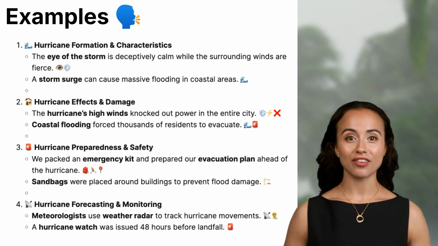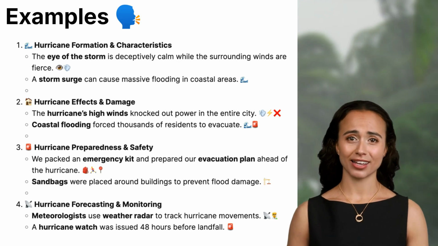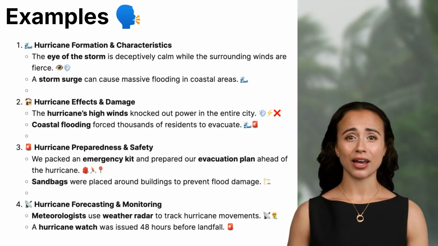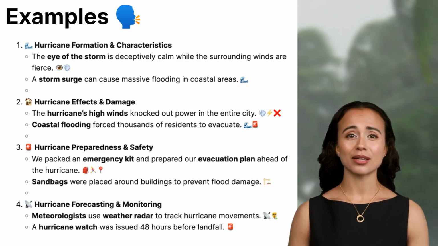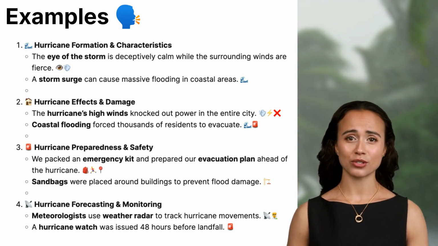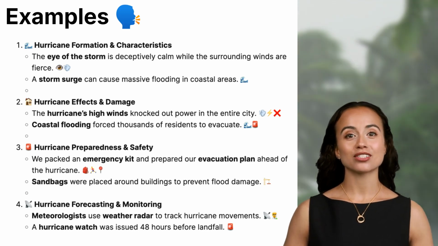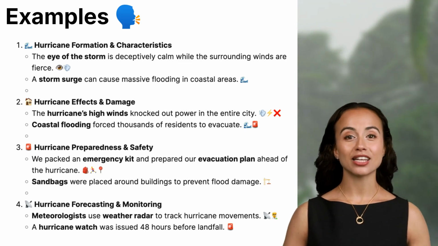2. Hurricane effects and damage. The hurricane's high winds knocked out power in the entire city. Hurricanes often cause power outages by damaging electrical lines and transformers, leaving homes and businesses without electricity. Coastal flooding forced thousands of residents to evacuate. When storm surges and heavy rain cause severe flooding, people in coastal areas may need to leave their homes for safety.